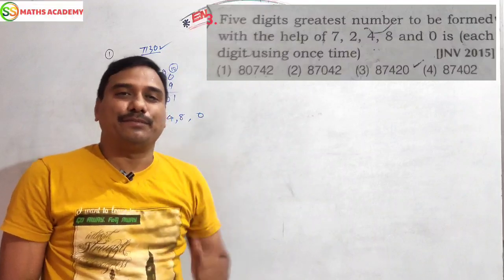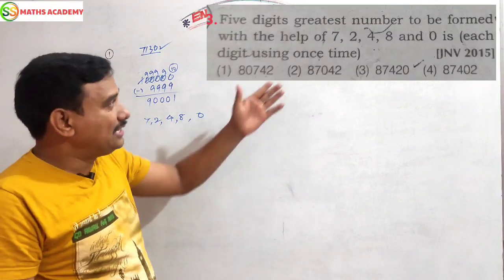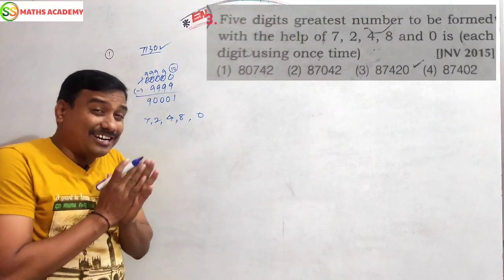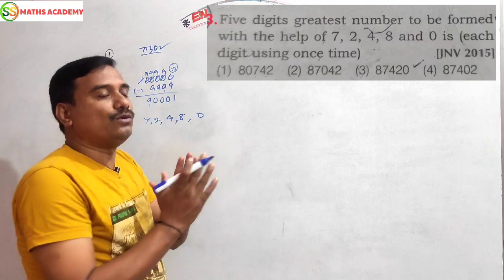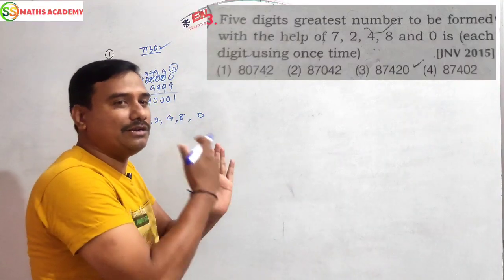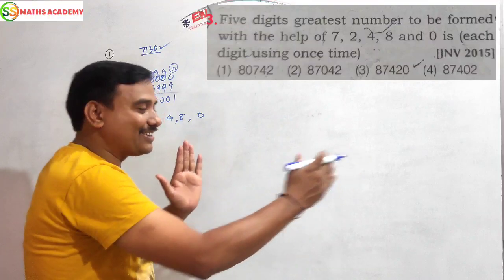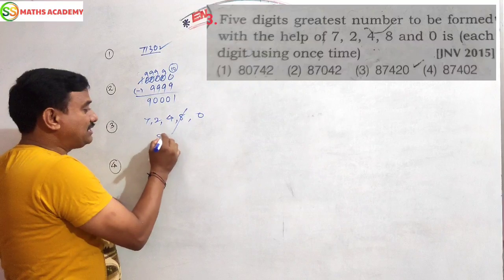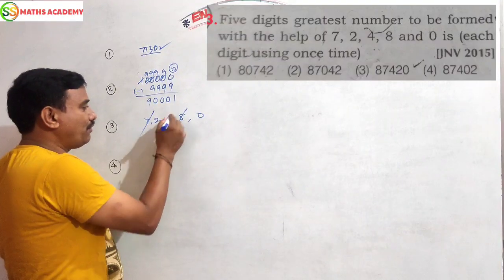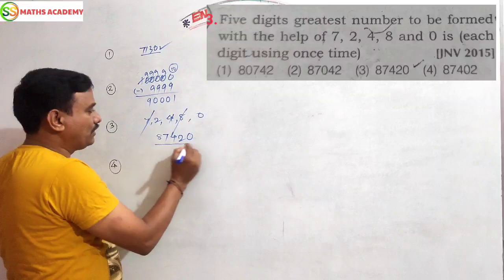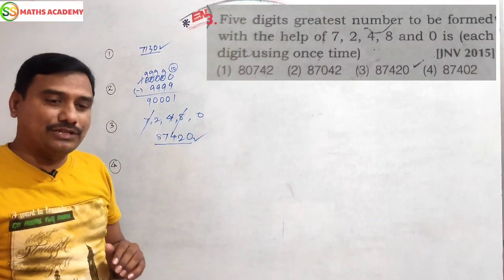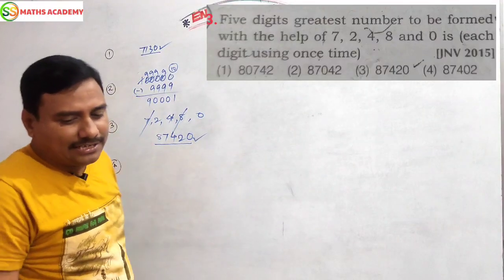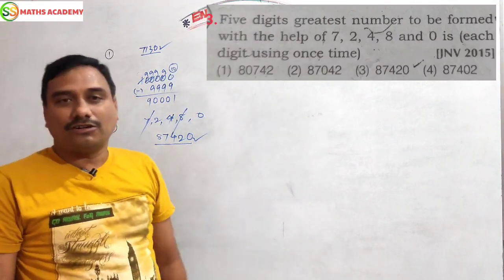We have to find the 5 digit greatest number. Here I am reading the question in the book; the question will be appearing on the board. No need to be confused. What is the condition to write the greatest number? Big number will come first, then smaller, means decreasing order, descending order. Big number 8, followed by 7, followed by 4, followed by 2, next 0. This is your answer: 87,420. In your options, the answer will be the third option.